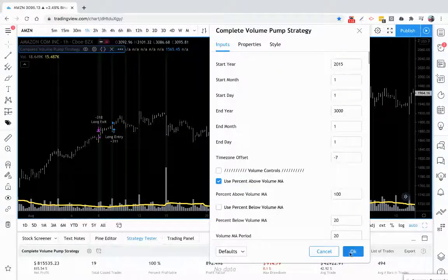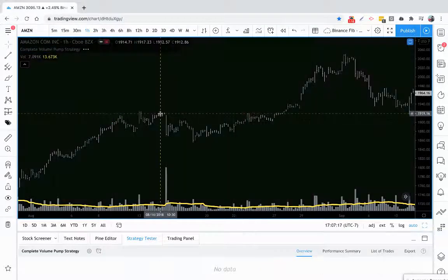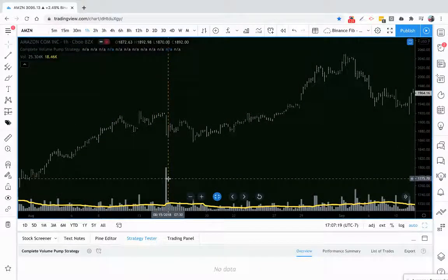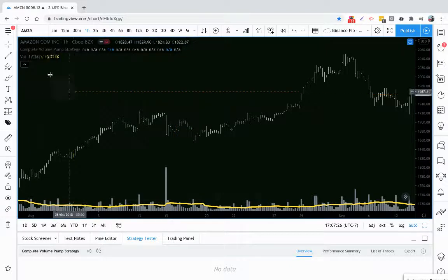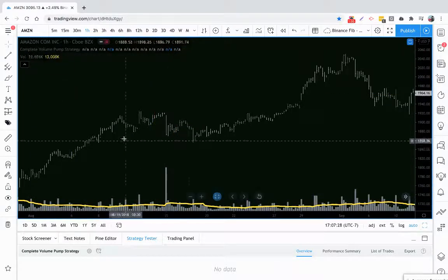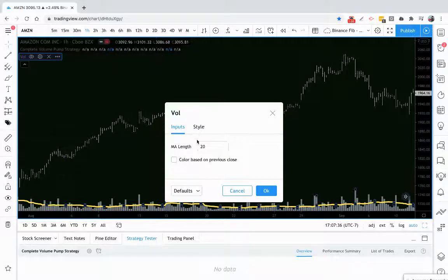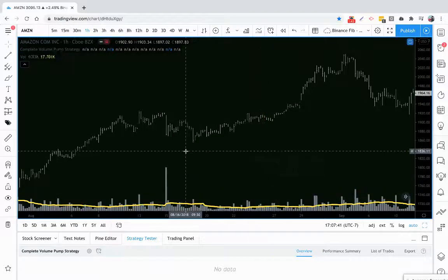Okay, for volume controls, let me take this off for a second and show you what we have here on the screen. What I did first is add the standard TradingView volume indicator, which shows you the amount of volume up here. This yellow line is the volume moving average over a certain time period, and right now I have that time period set to the last 20 candles or bars.